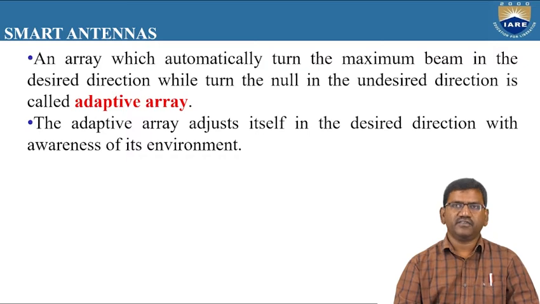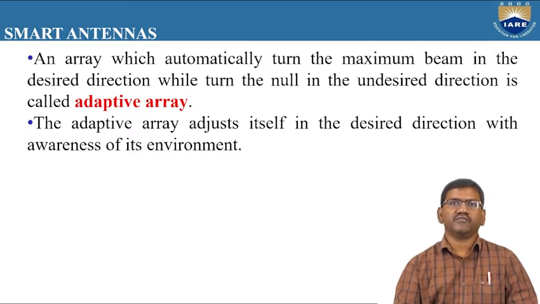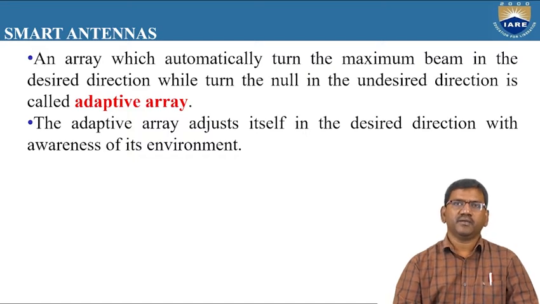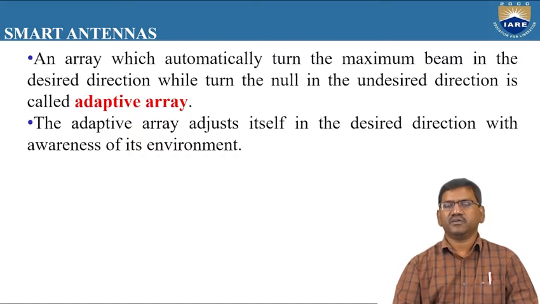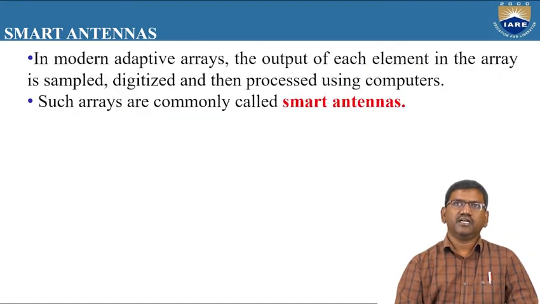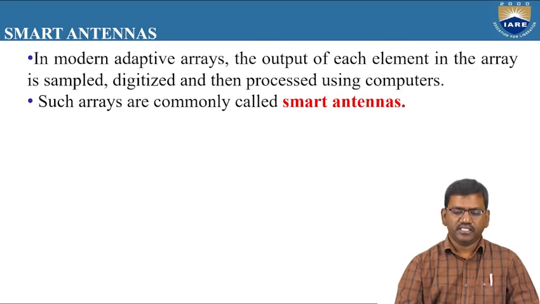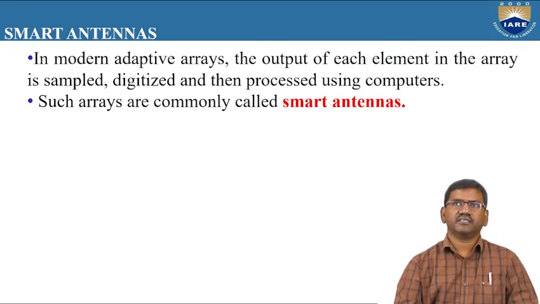So with awareness of its environment, that means depending upon the number of users, it may be 100, it may be 20, or it may be 10, or it may be 500 users. So the adaptive array adjusts itself. It will generate the beam according to the environmental conditions. So in modern adaptive arrays, the output of each element in the array is sampled, digitized, and then processed using computers. Such arrays are called smart antennas.